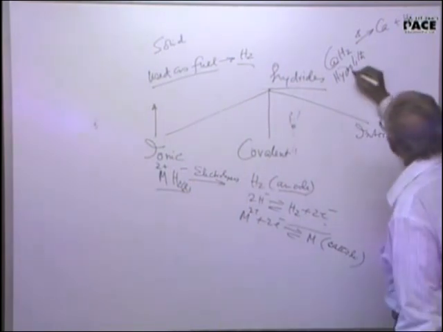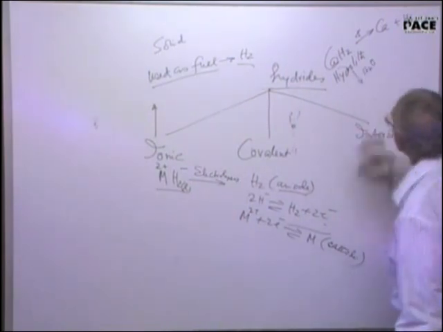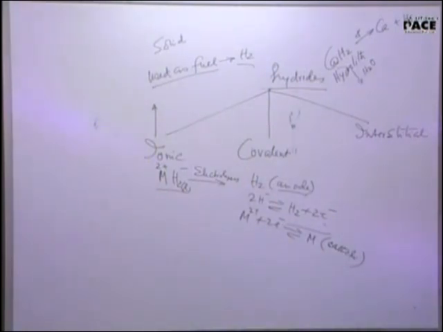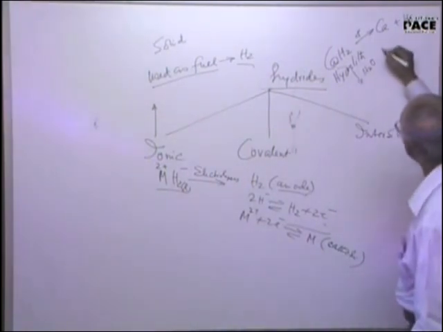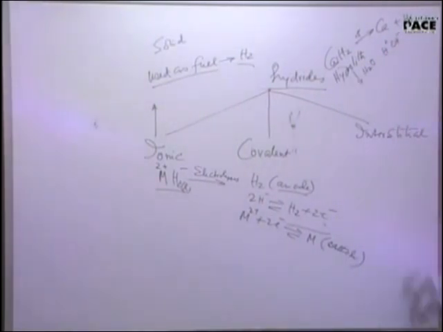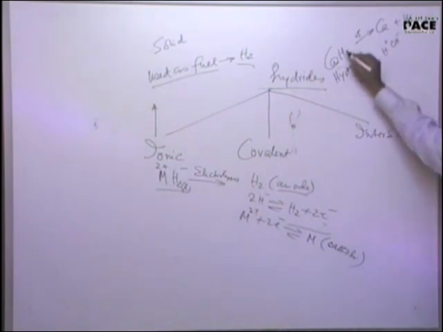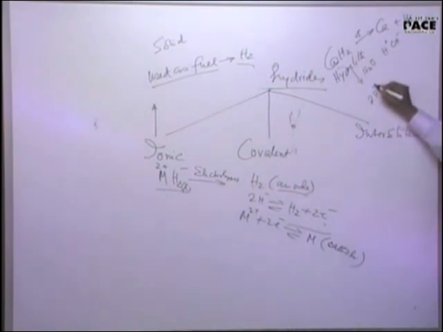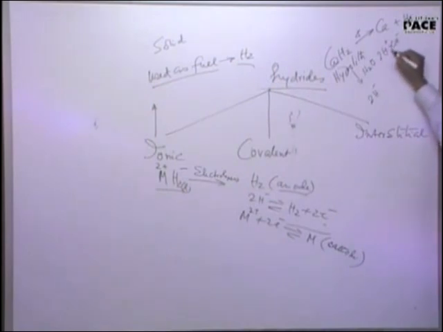Another way is to add water to calcium hydride. The water can be represented as H plus and OH minus. So 2 hydride ions will combine with 2 moles of water to form 2 moles of hydrogen gas, and 2 hydroxide ions will combine with the calcium ion to form calcium hydroxide.